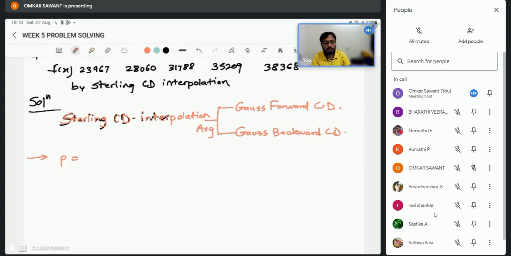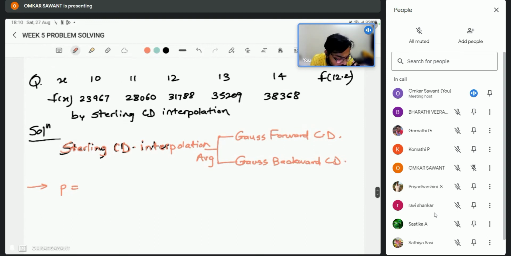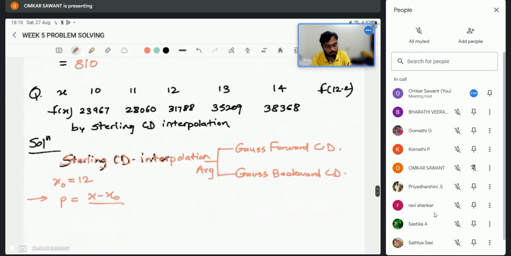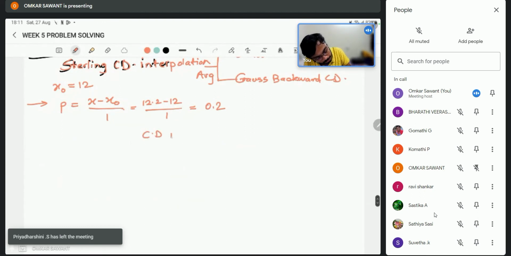Right. Here also we will calculate the p value, but the p value will be based on some center value. We will consider values near the center. So here are five values. Take this 12 at the center, which we will call x naught. We will calculate the p value as x minus x naught upon the interval. What is the interval? 1. So 12.2 minus 12, our x is 12.2, right, upon 1. What will be the value of p? 0.2.